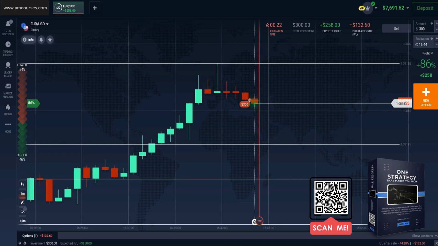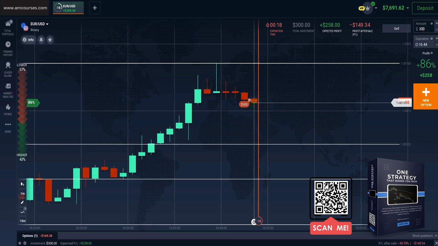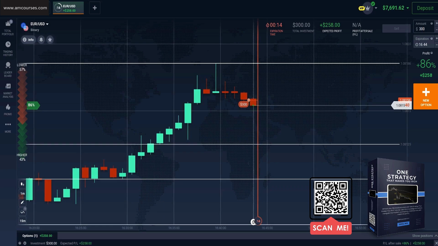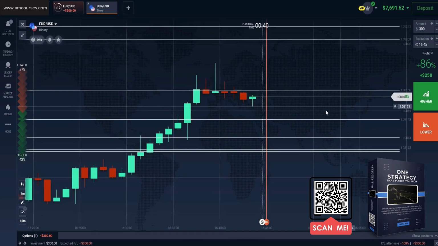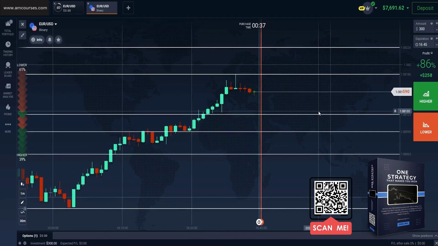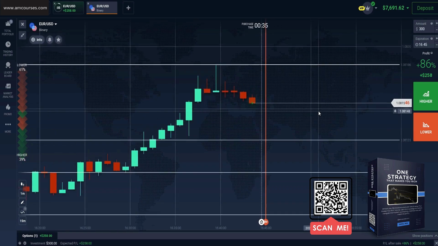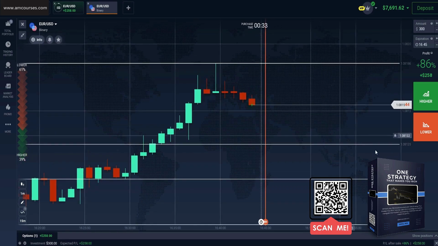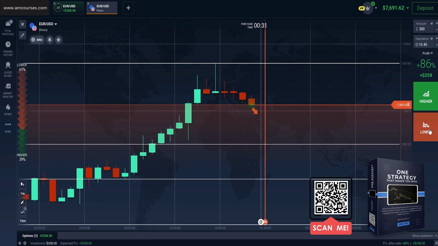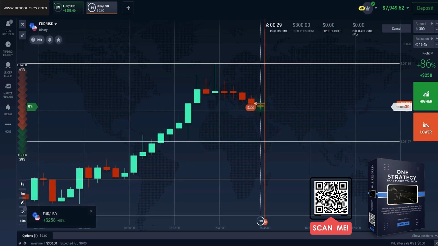While this trade runs, let me remind you of a few key points to boost your success with this strategy. Always trade with the 1-minute candle time frame. Use 60-second expiry for each trade. Stick to major pairs during high-volume sessions, best sessions, European and US. Avoid low volatility times. Great, we secured a win on our first trade.